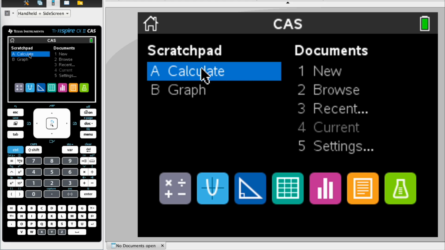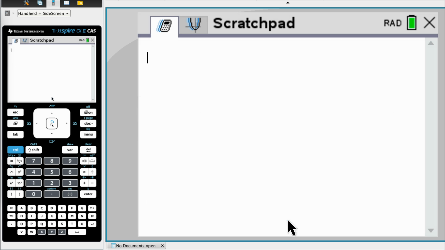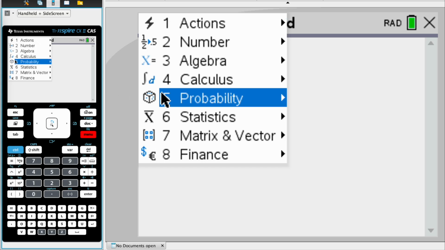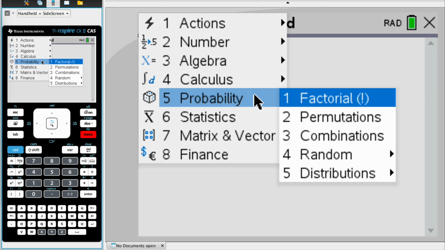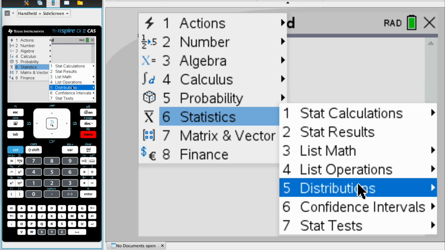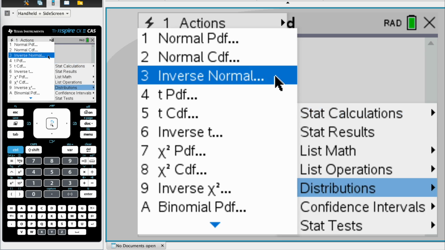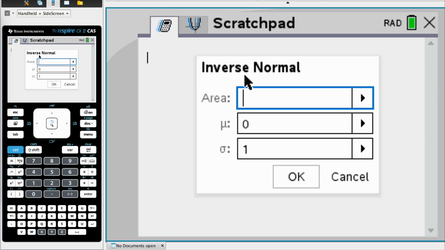So the first thing we're going to do is open up a calculator scratchpad or calculator document. I'm going to clear that because it's all wrong. And we're going to start with inverse normal because we want to find the critical region so that we can find the acceptance region. So probability or stats, and then choose distributions, which is number 5 in both of them. We're going to go inverse normal because we're finding a value on the x-axis. The area under the curve for a lower tail test is going to be your alpha.